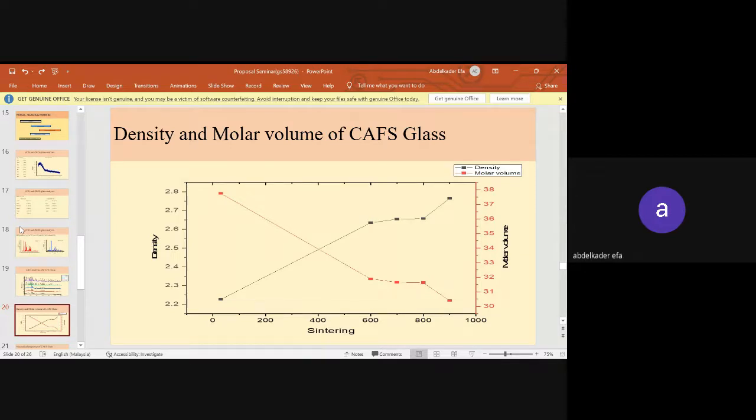The molar volume of the sample shows a different trend with the density, where the value of the molar volume of the pellet has decreased, starting from around 37 at room temperature until 30 at 900 degrees Celsius.